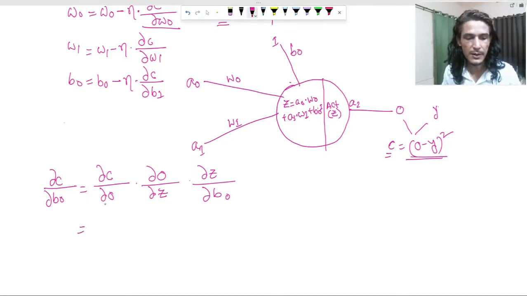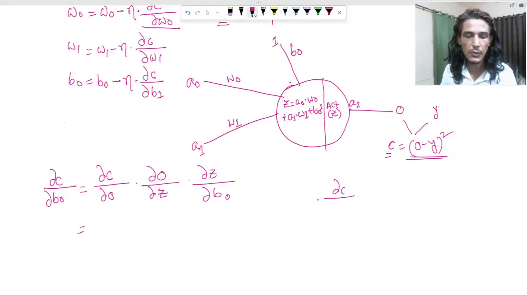So let's try to write it. Now, what is the rate of change of the cost function with respect to the output? And just one quick note, expanding this derivative in this form is known as the chain rule of differentiation. You are differentiating each link individually. Even if you do not know anything about it, you can just see that the dO gets cancelled, dZ gets cancelled. The only thing that remains is dC by dB0, which is what we want, right? So that's a side note. I guess people know that.